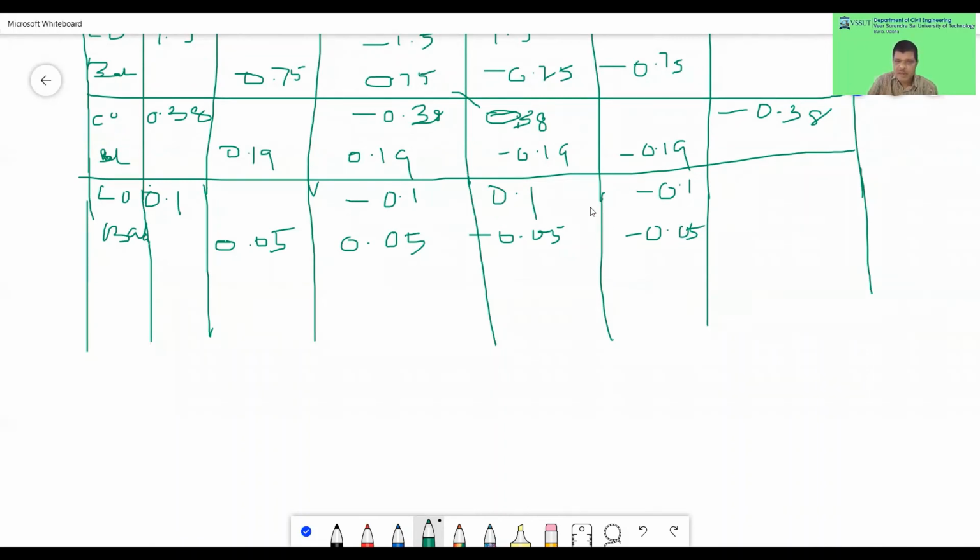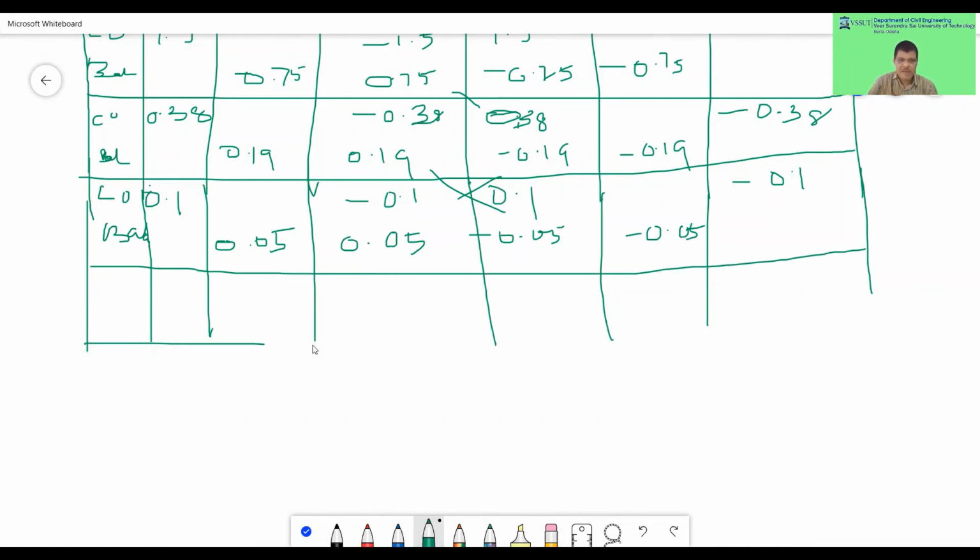We have not done carryover here, minus 0.1, 0.19. So it will also be minus 0.1 here, from here to here. This is wrong. This will come here. This is minus 0.1. Okay. Now it is balanced, so we'll stop here.